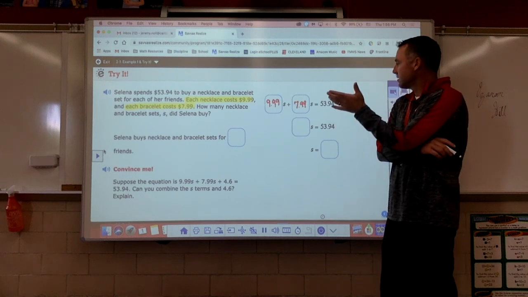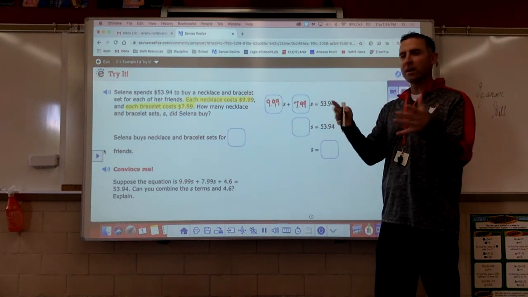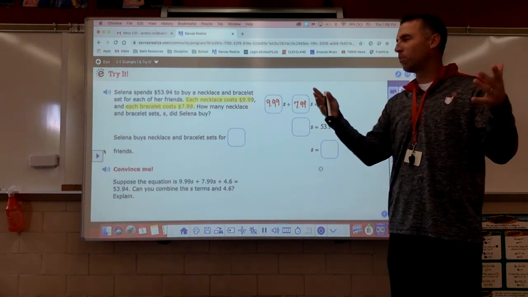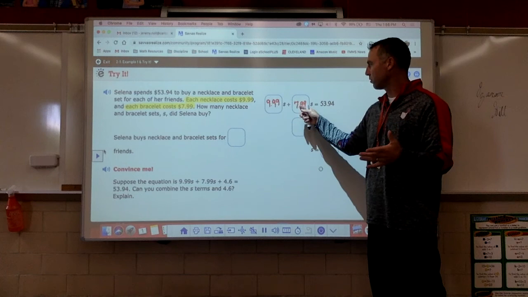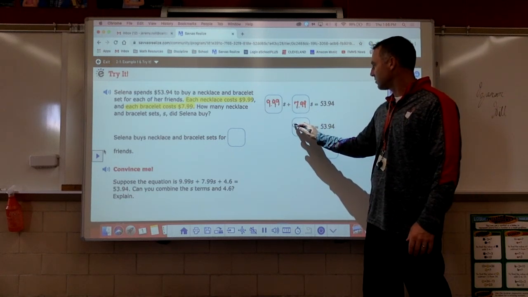Well, now let's think. How much do these cost together? That's why they're like terms. They have the same variable, and we can combine those to figure out what is the total cost per set. Well, I think this comes out to be $16.98.